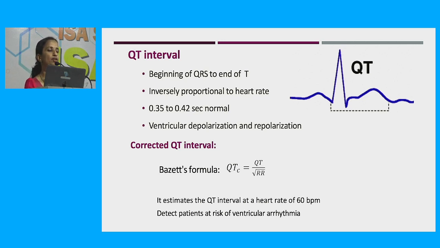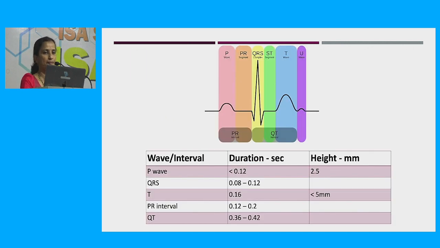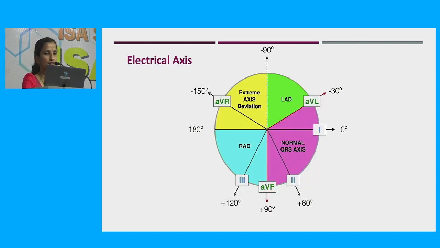Because this QT interval, in a patient with a bradycardia, you can understand, the QT will be spuriously widened. And in a patient with a tachycardia, QT will be shortened. So you have to correct the QT interval for the normal heart rate. That is what is done in a QTc. And this corrected QT detects patients at risk of ventricular arrhythmia, because a prolonged QT interval means the patient is at risk of ventricular arrhythmia. So all the intervals and the wave morphology you have to understand and read.